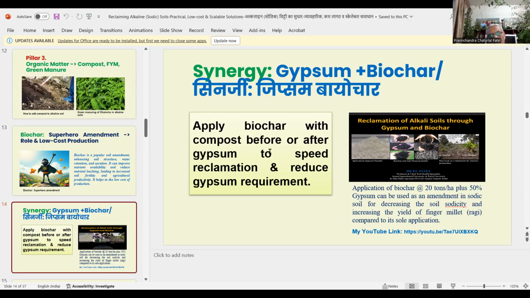So apply biochar with compost before or after gypsum to speed up reclamation and reduce gypsum requirement. You know that generally, depending upon the alkalinity or salinity, we have to add the gypsum as per the soil test value. But generally 2 to 4 tons is required per hectare. But when we add biochar along with the gypsum, then the requirement of the gypsum is reduced. And you know that all these things are costly inputs.